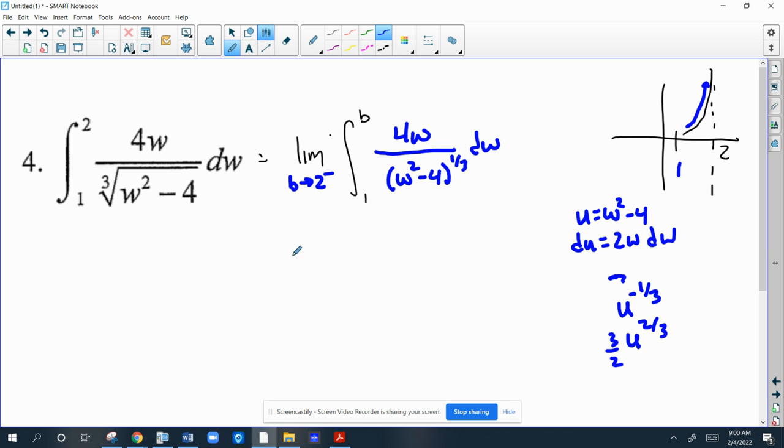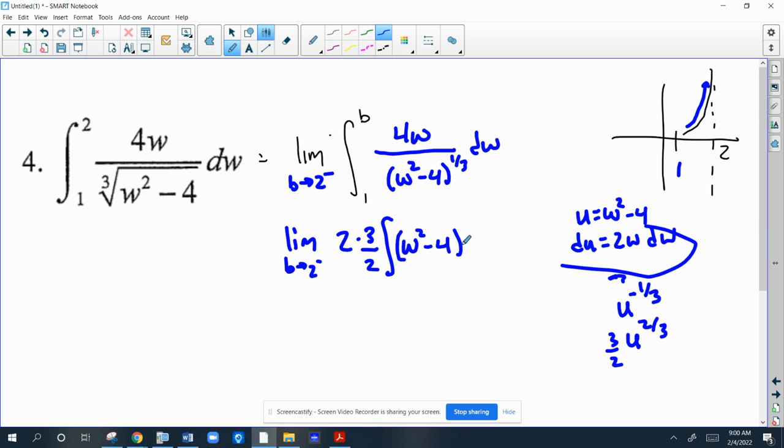So again, we have this. Our constant from the du is going to be 4 over 2, which is 2. Our integral is 3/2. That's good because that will cancel out the 2's. u to the 2/3. Don't forget to plug w back in. So this is what we are looking at.